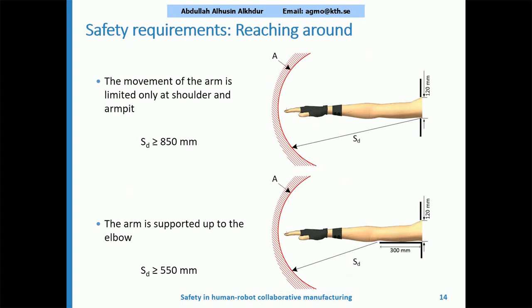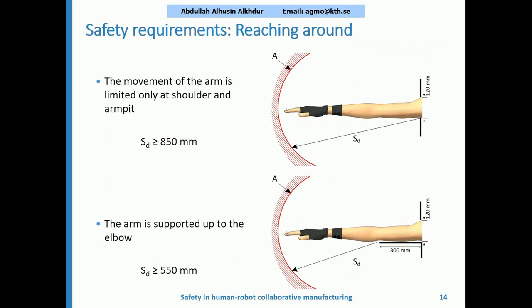Another aspect of the safety requirements is reaching around. This applies when we have a fence that is lower than the operator's height around the robot. In that case, we need to have a distance between the fence itself and the robot working envelope. This gap or space is defined by the parameter SD in the figure here, where A in this case is the hazard zone.